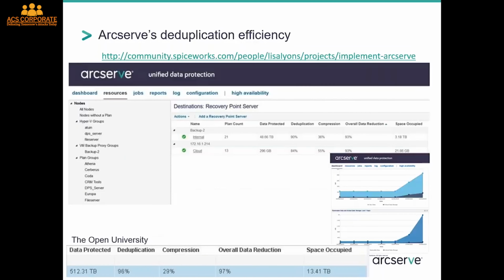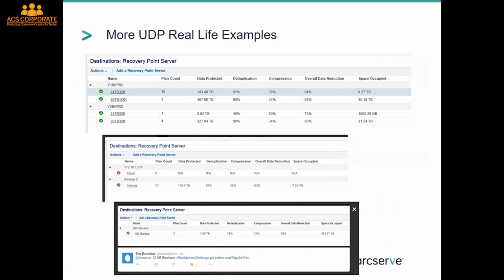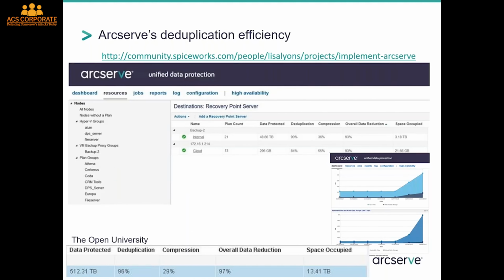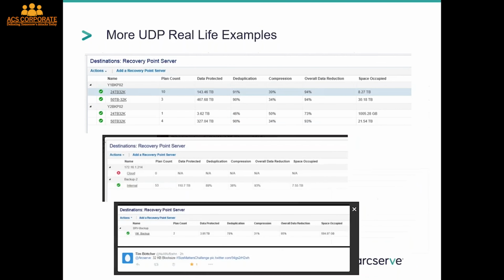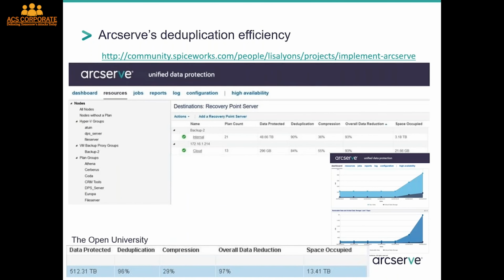Now, this customer now backs up over 250 terabytes, and they've got something like just under 15 terabytes of data on disk. So this customer also wrote an article on Spiceworks, and they're getting a 93% data reduction overall, 90% Dedupe rate plus an additional 36% compression, which gives them an overall Dedupe rate. And they actually wrote an article on Spiceworks showing that information.